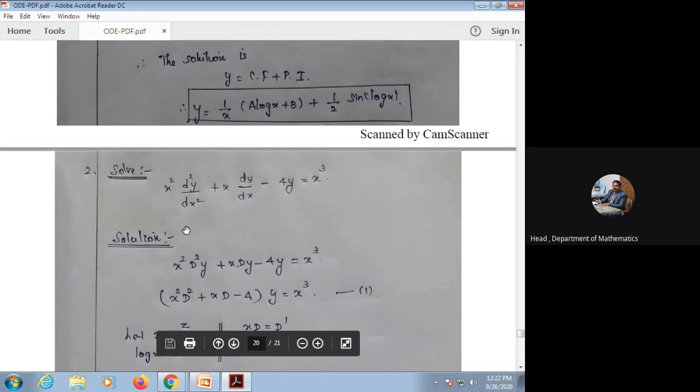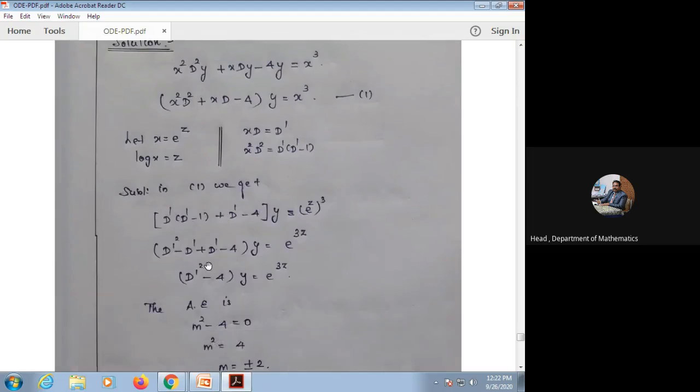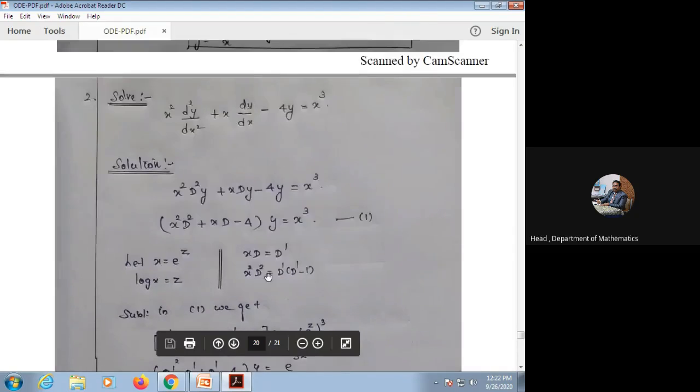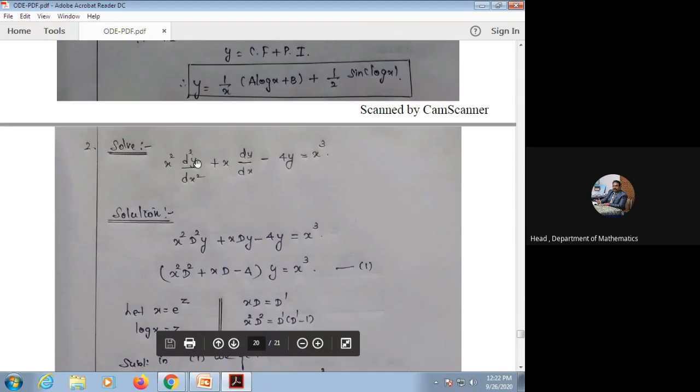So, second problem. This is also a variable coefficient term, that is Euler form. You have to change it into ordinary form, and only then solve. So here, what is the equation? x square d square y by dx square plus x into dy by dx minus 4y equals x power 3. We write d square by dx square as capital D square, and d by dx as capital D, minus 4y equals x power 3.